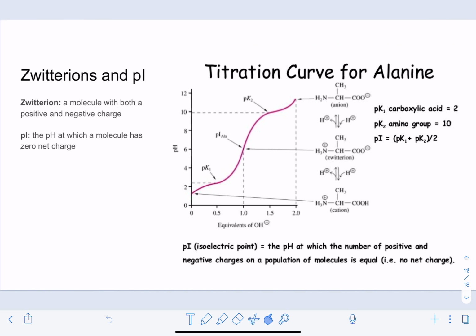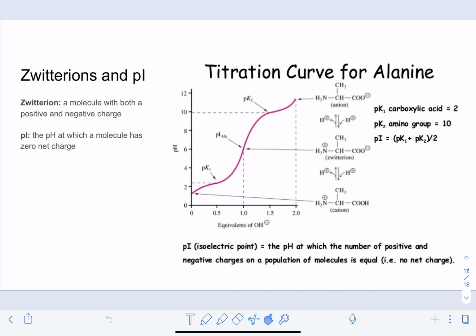And so there are certain pH values that lie between the pKa's of the carboxyl group and the amino group that will cause the amino acid to have both a positive charge on the amine as well as a negative charge on the carboxyl. When this occurs, we call that kind of molecule a zwitterion, which is a molecule that contains a positive charge as well as a negative charge.